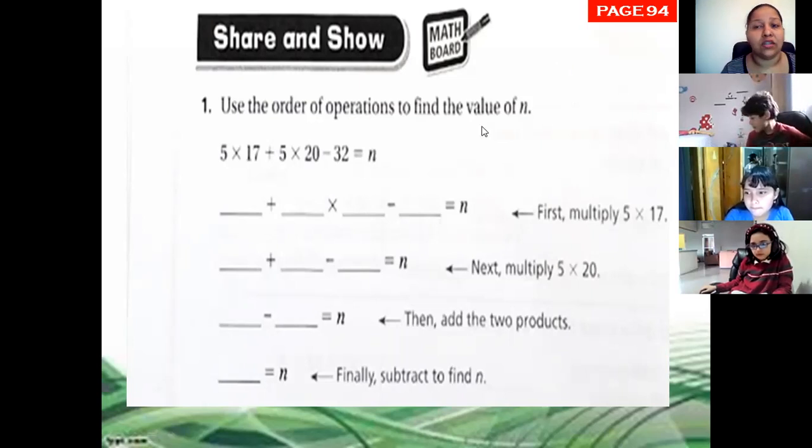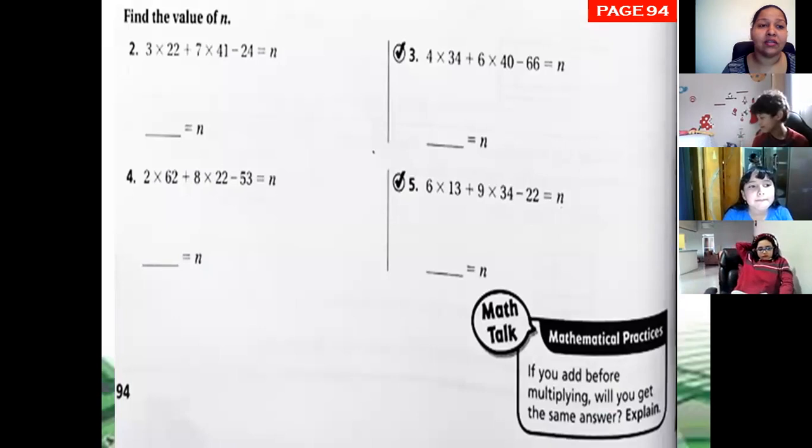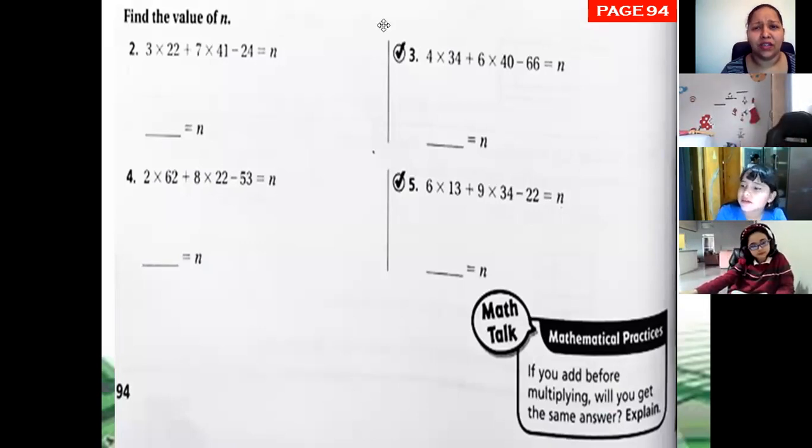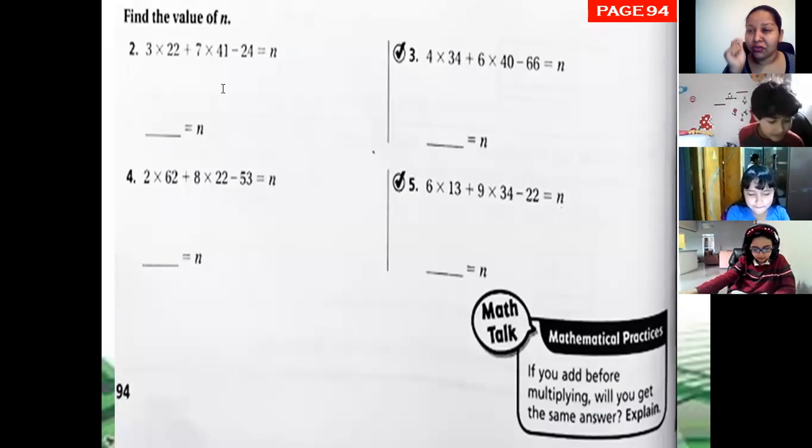So we need to continue here. Now we have this, and we need to find the value of n, but we need to make the equation. We need to make the procedures, the whole question procedure. I know some of you make big numbers in your notebook or book, but in here, try to do it a little bit. So let's try to work together.